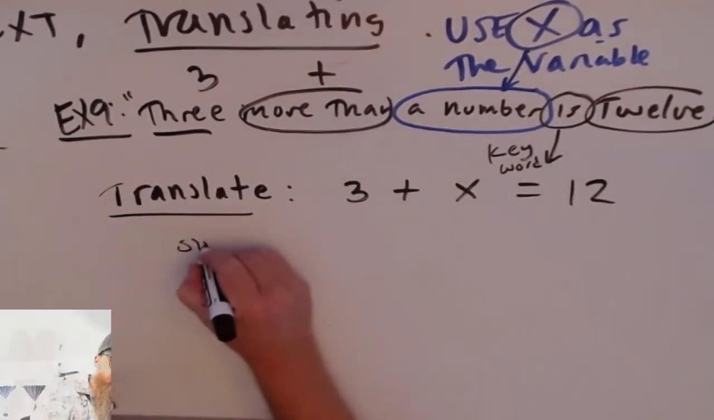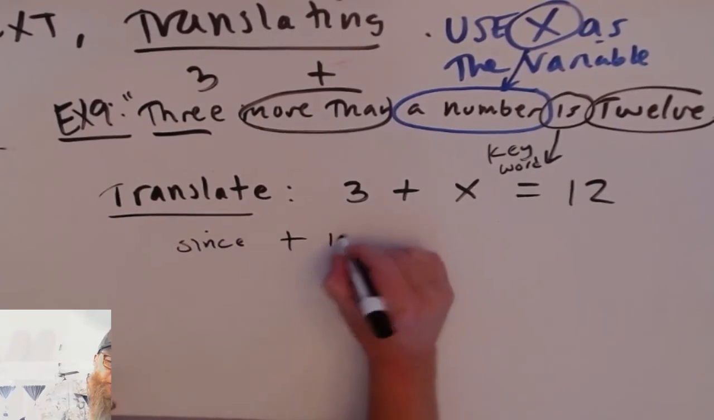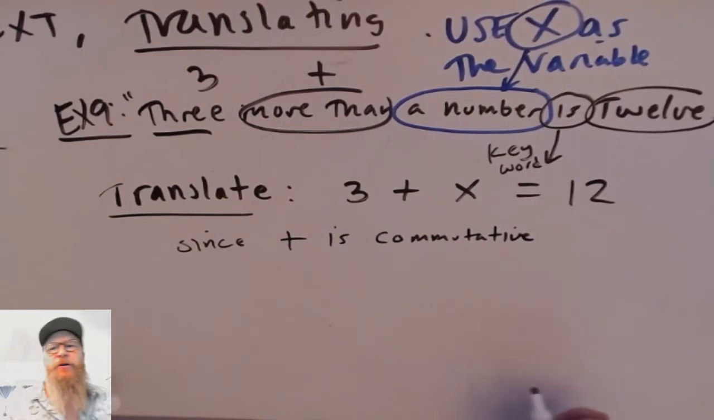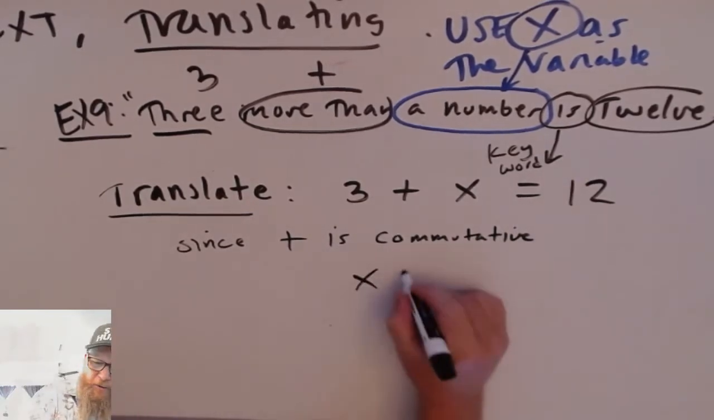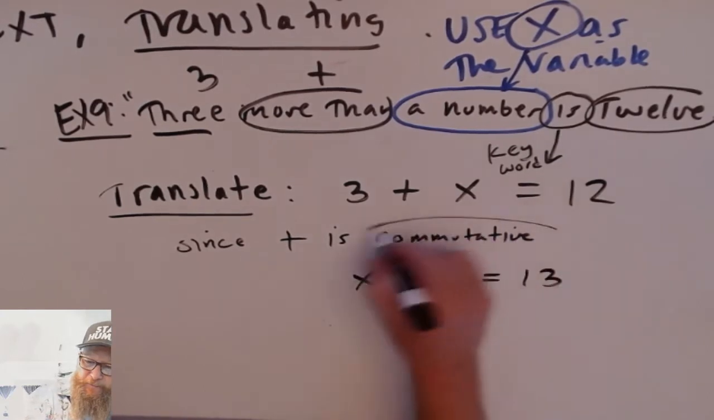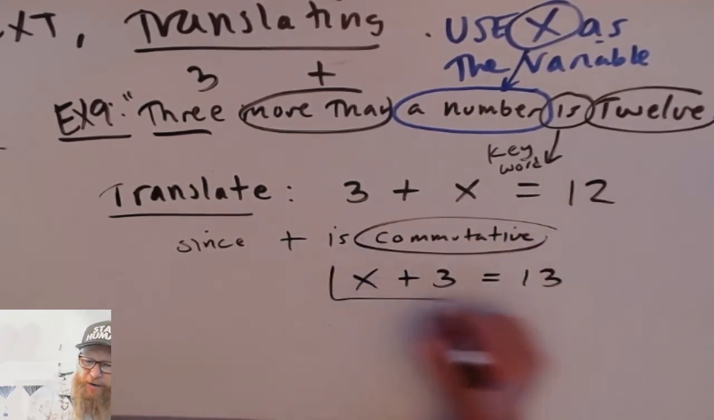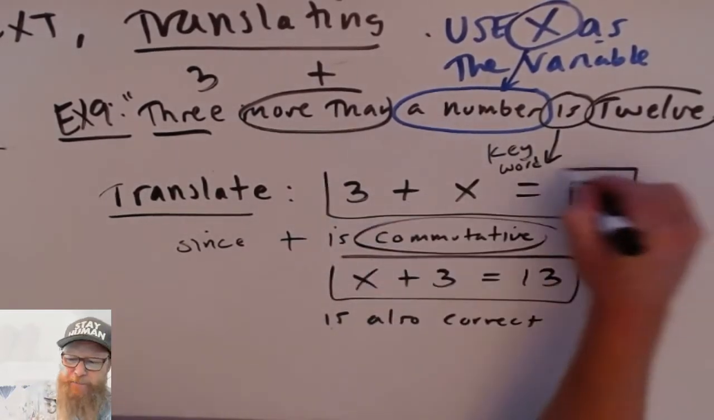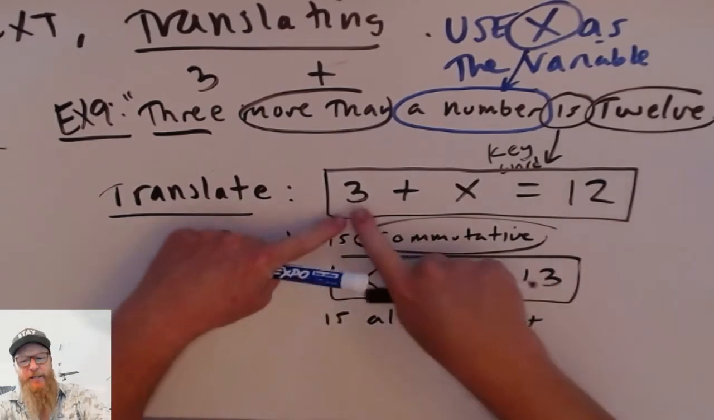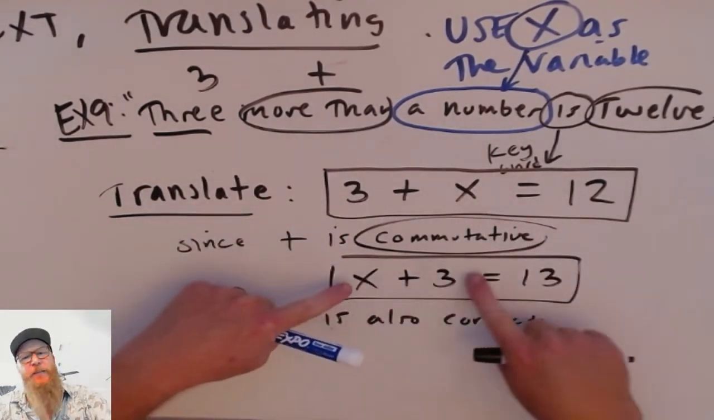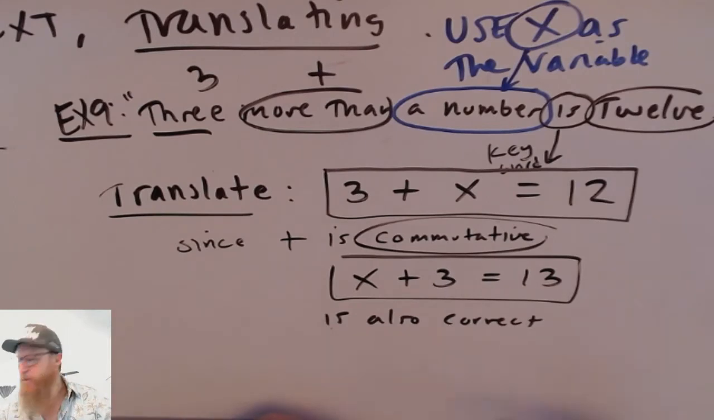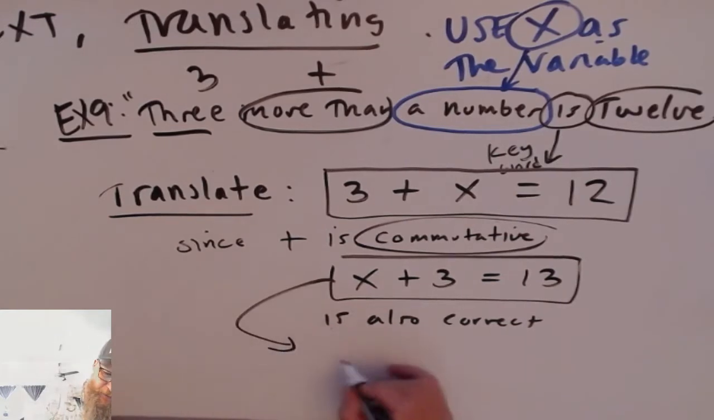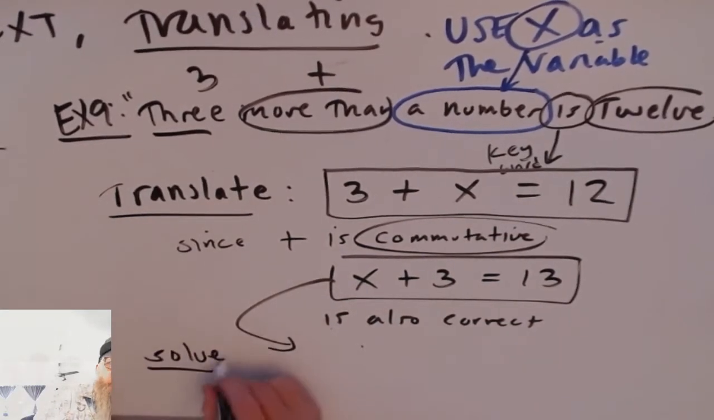Okay. And since addition is commutative, commutative means you can change the order. This is also correct. I don't need both. All right, it's your choice. You want to say 3 plus x, or you want to say x plus 3. Either way, it's fine with me. I actually like the x plus 3 myself, because next you're going to solve the equation.